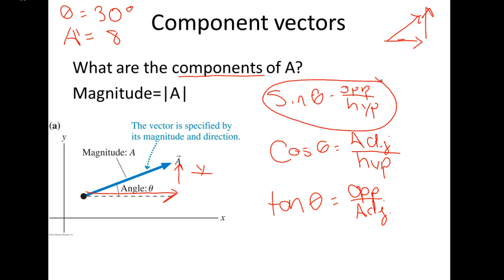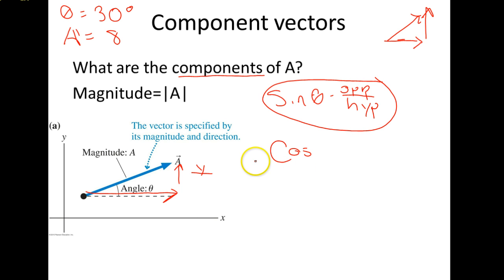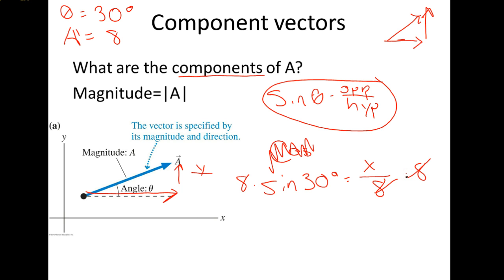So I plug in my values. I'm going to erase that cosine there. I know that sine of 30 degrees is equal to x over the hypotenuse of 8. I don't really know what that opposite side is, that's what I'm trying to figure out. To solve for x, I need to multiply both sides by 8. On the right hand side they cancel, and in your calculator you'll need to put 8 times the sine of 30 degrees, and make sure that you're in degree mode.